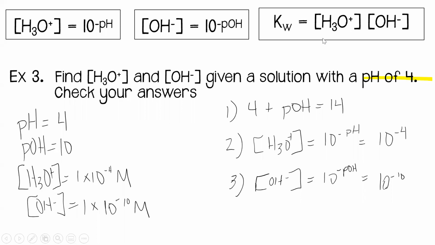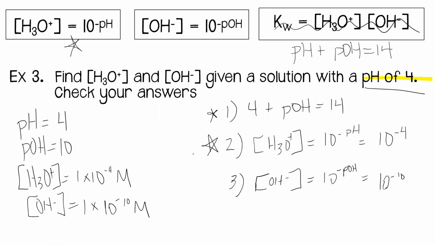Okay, so check your answers. I have my pH of 4 given to me in the problem. I used this first equation, which isn't up here, which is weird, to solve for pOH. pOH is 10. Then I used this equation first to solve for the hydronium ion concentration. And then I solved for my hydroxide. It doesn't matter the order in which you do those two. Once you have pH and pOH, it does not matter which one you solve for first as far as concentration. And then once again, multiplying those together should be Kw.